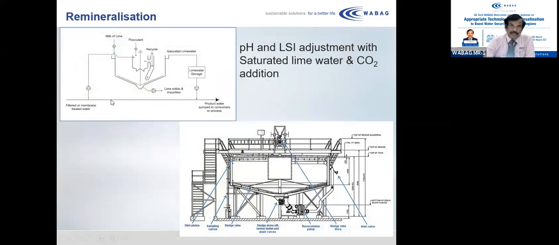In the second arrangement, where saturated lime water addition is there, water is taken and a slurry of lime is brought into this lamella, and there a saturated lime milk is created, and this is injected along with the CO2 in order to create the required pH and LSI. So a sectional view of a lamella is given here. The main function of a lamella is to make a concentrated saturated lime milk solution in this arrangement.